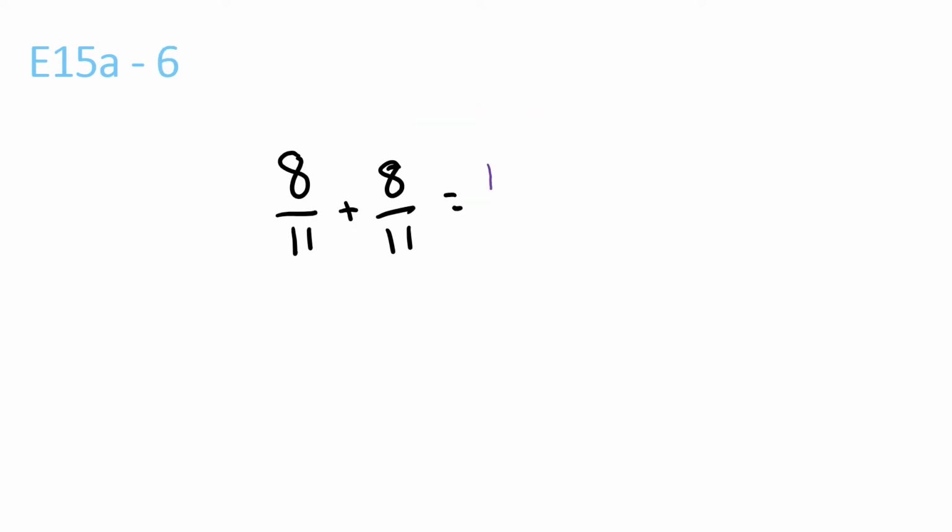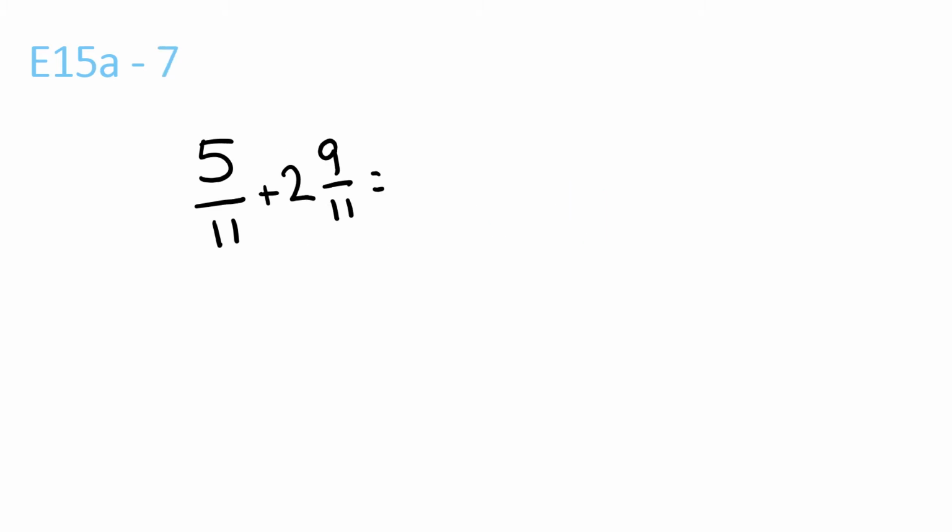8 plus 8 is 16 over 11 equals 1 and 5/11, because 11 goes into 16 once, with a remainder of 5 over 11, because the bottom one stays the same.